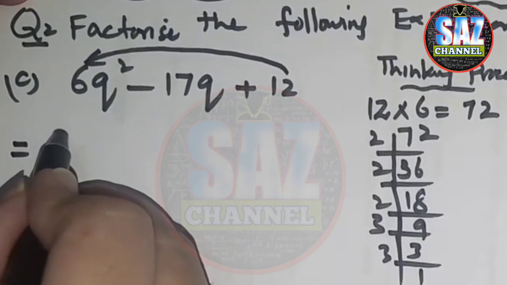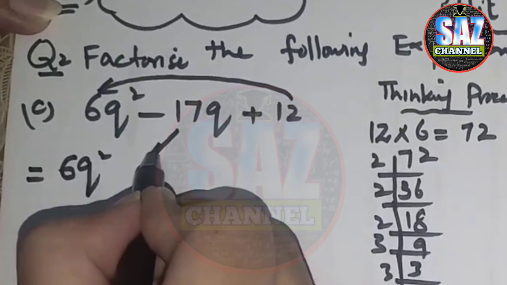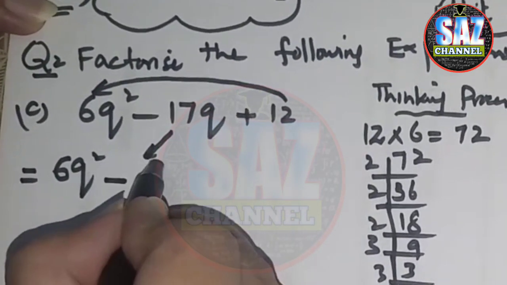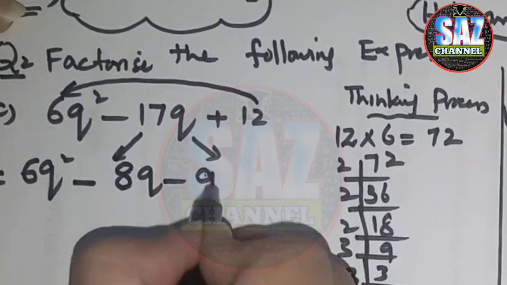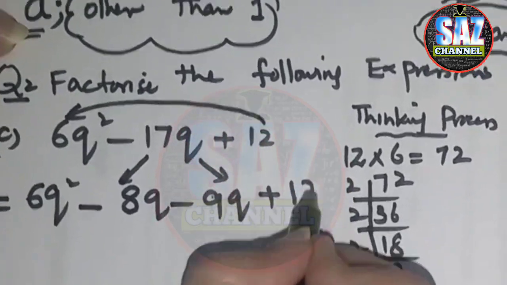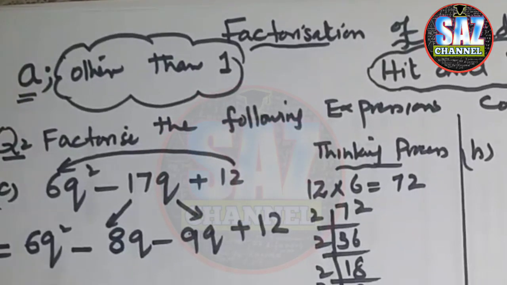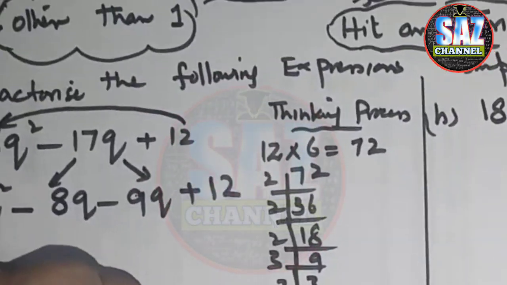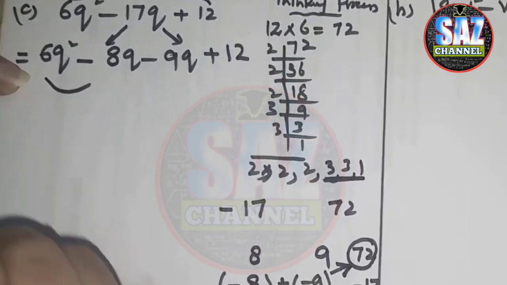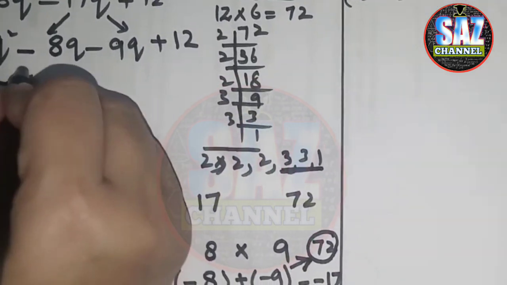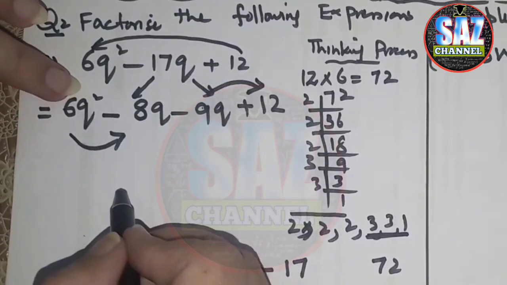I will write my first term as it is, 6q square, and then I have to break up my middle term in two parts with minus 8q and minus 9q, and plus 12 as it is. Now my question has divided in 4 terms, and I have to make the groups of 2 terms.